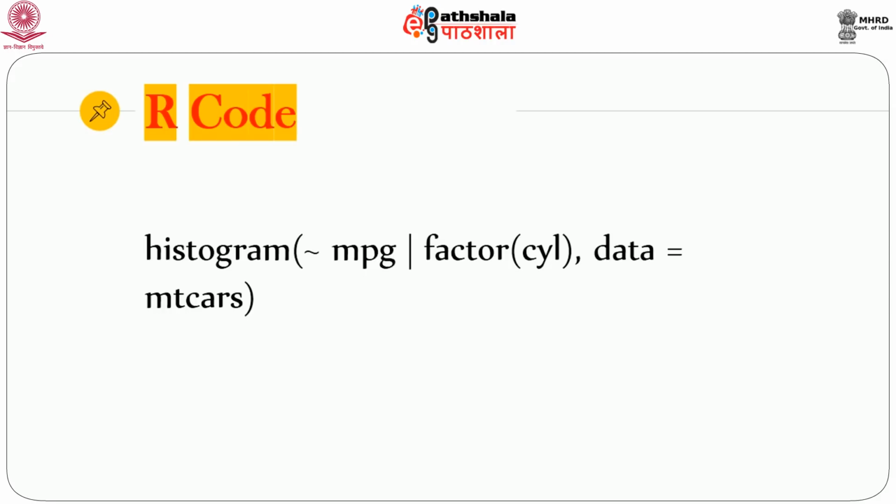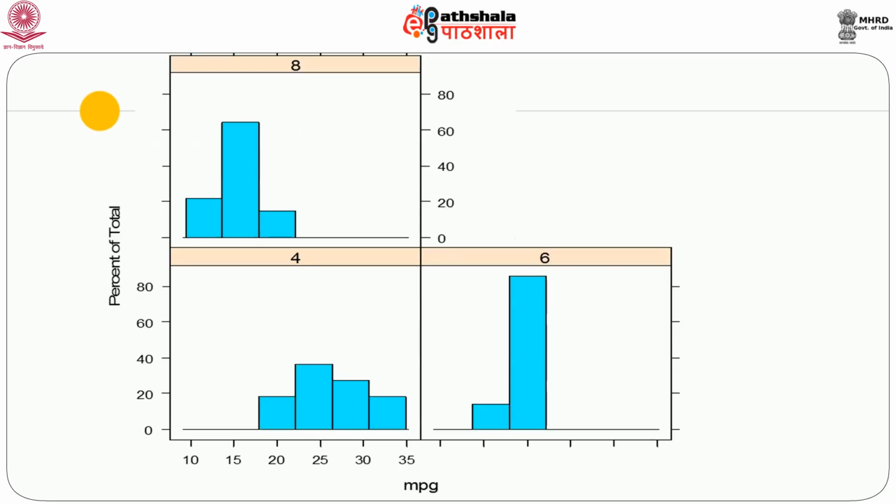We can do this using the simple plot functions as well, right? So what is special here? Let's see. Here we are considering the MPG variable corresponding to each of the 3 factors of CYL. So for this, we are using the command that we have mentioned here, and look at the output that we are getting. This is primarily a collection of 3 histograms, one for each of the 3 factors.